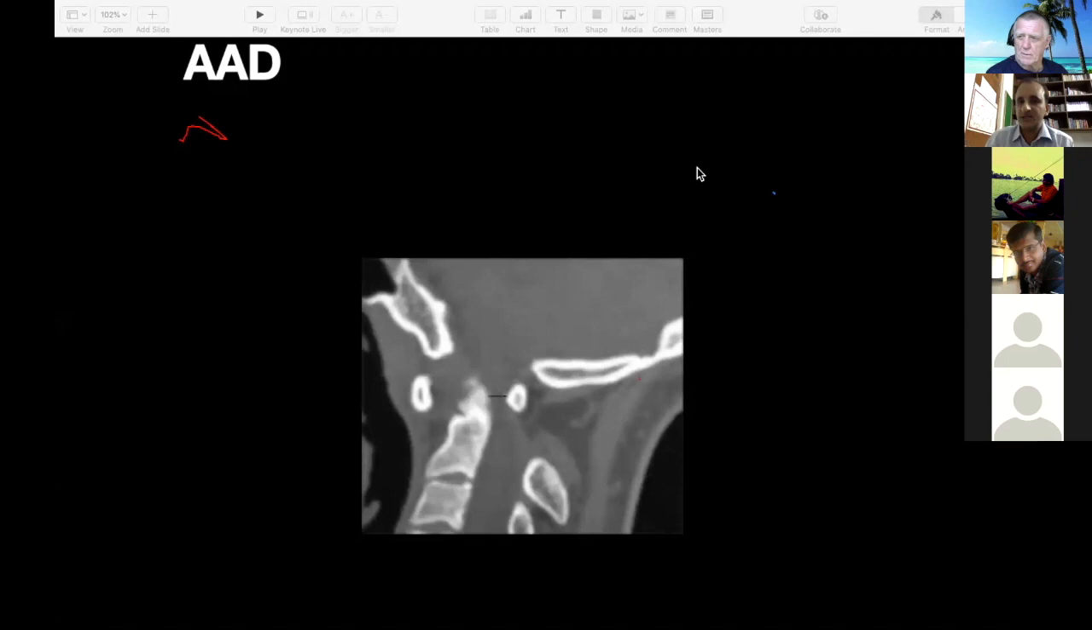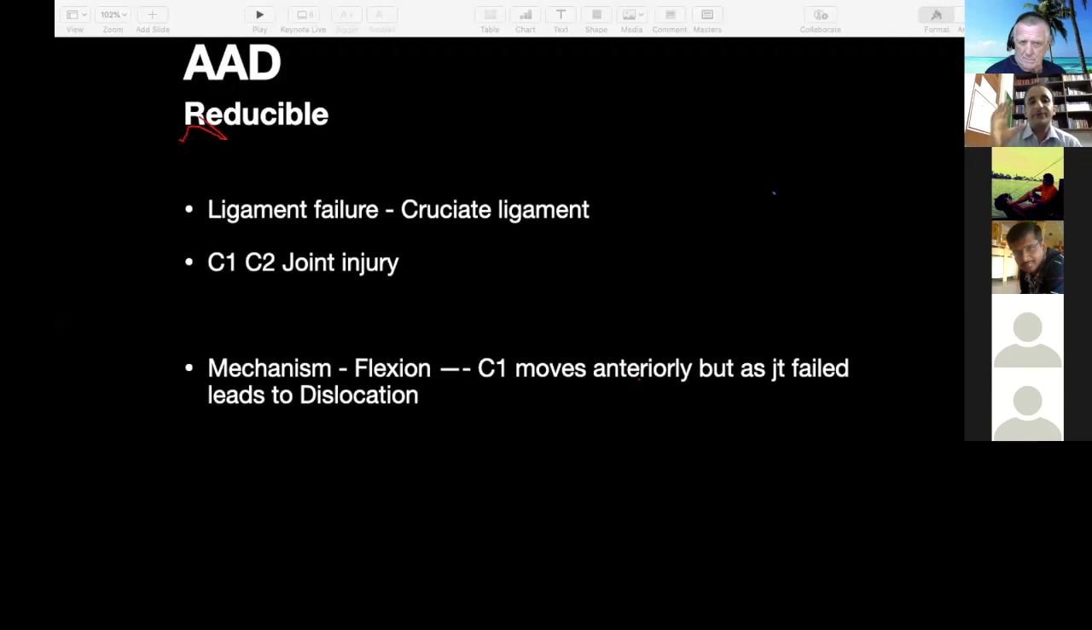Okay. So to quickly summarize, when you have flexion, the C1 goes in front. The C2 remains almost there. In atlantoaxial dislocation, because the atlas is now free to go ahead, there is dislocation, and the atlantodental distance increases, and posteriorly the posterior arch hits, and anteriorly the odontoid hits and crushes the cord. So in reducible atlantoaxial dislocation, whenever you have injury to the cruciate ligament, or C1, C2 joint rupture, the C1 moves anteriorly, but as the joint has failed, it leads to dislocation. And because there is dislocation, the anterior tubercle and the dens distance increases.